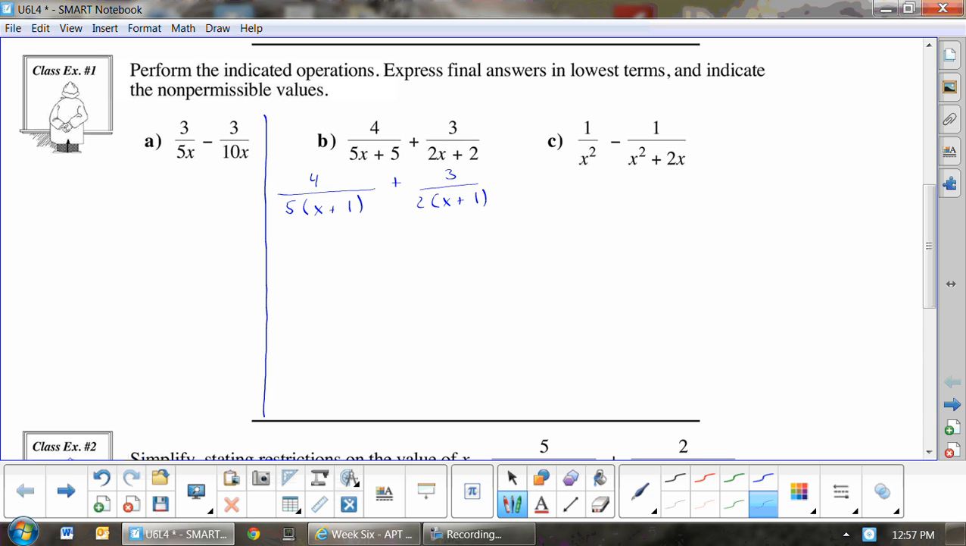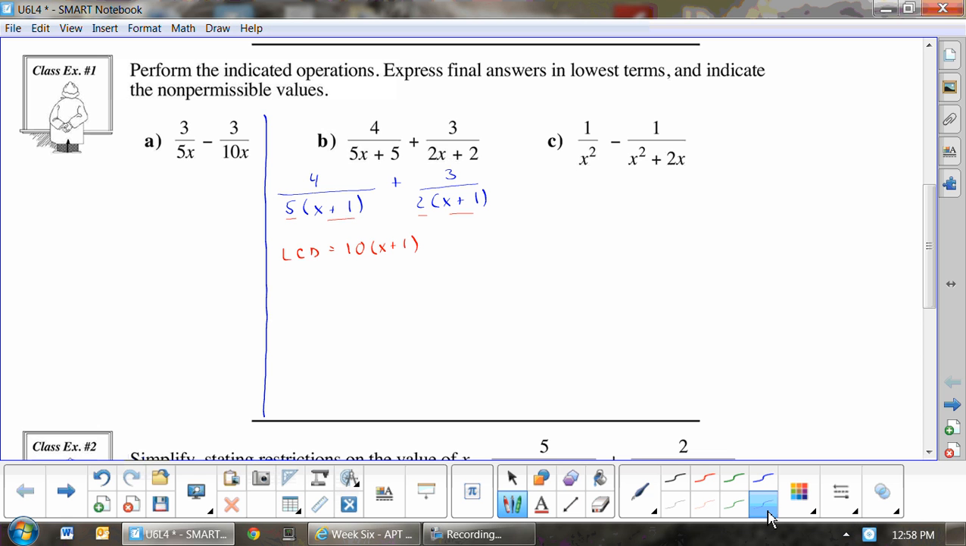So then when we try to find our LCD, we should go, okay, these both have x plus 1s. So we know our LCD is definitely going to have an x plus 1. Then we say, but it also has a 5 and a 2. So our LCD is 10 times x plus 1. Okay?